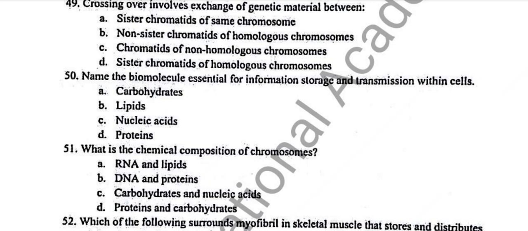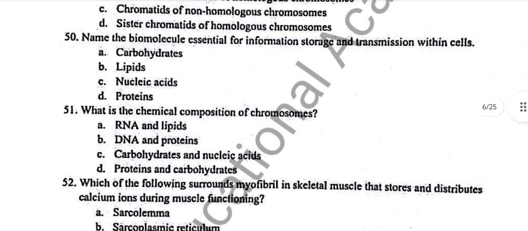Question number 51. What is the chemical composition of chromosomes? A. RNA and lipids, B. DNA and proteins, C. Carbohydrates and nucleic acids, D. Proteins and carbohydrates. And the correct option is B. DNA and proteins. Chromosomes consist of DNA wrapped around histone proteins.